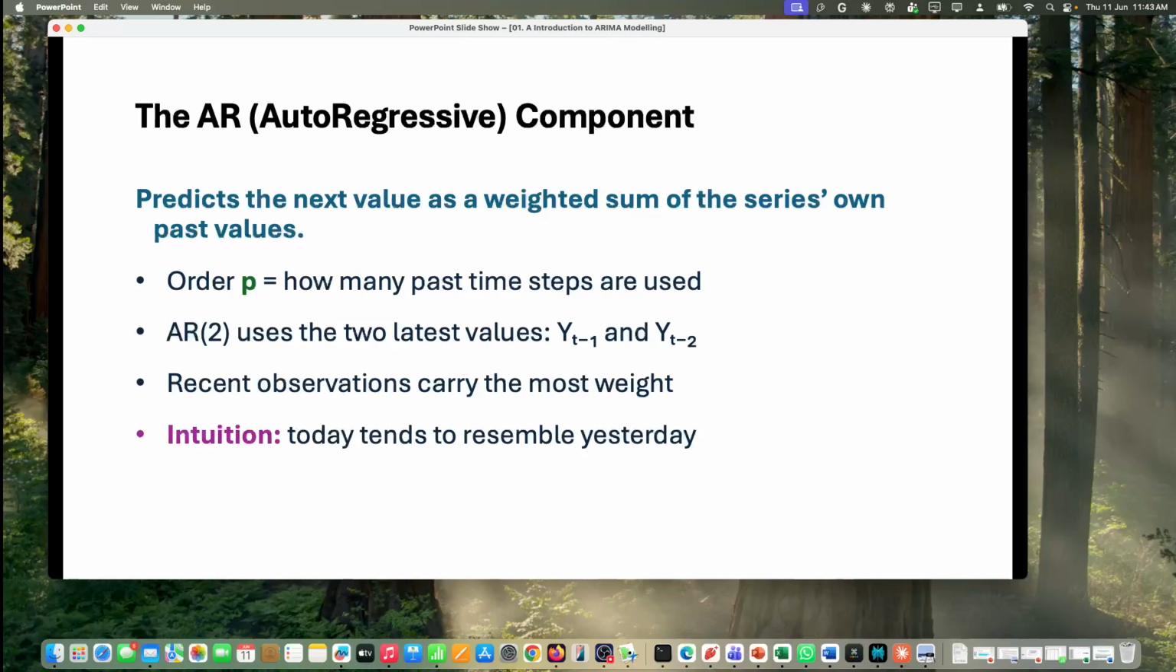So what is P? P is how many past time steps are used. Are we going to use 1 month back, 2 months back, or 1 day back, or 2 days back? So AR(2) uses the two latest values, yt minus 1 and yt minus 2. The recent observation carries the most weight. So today's value tends to resemble yesterday's. So what is the percentage of dependency on yesterday or 2 days back? That's what we are going to discuss.